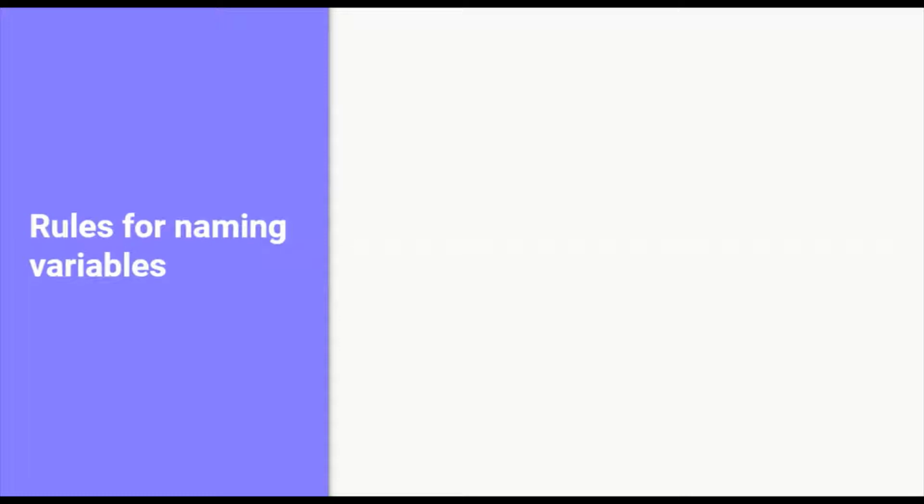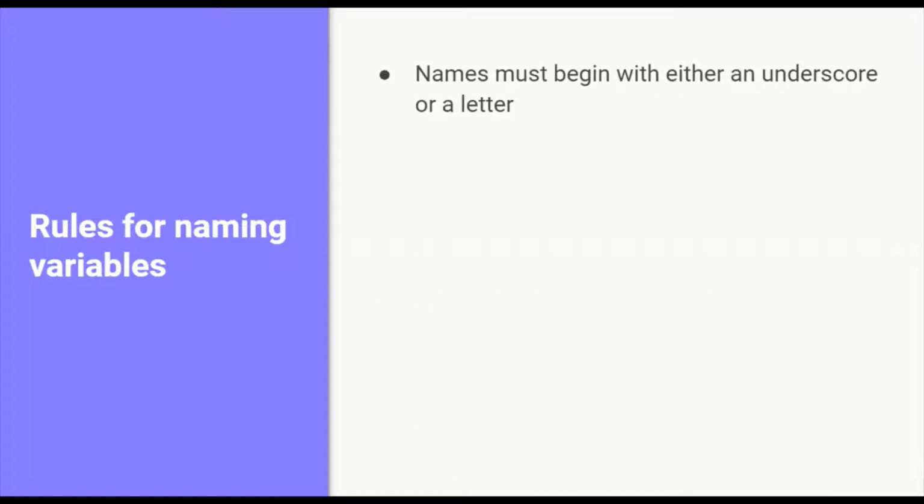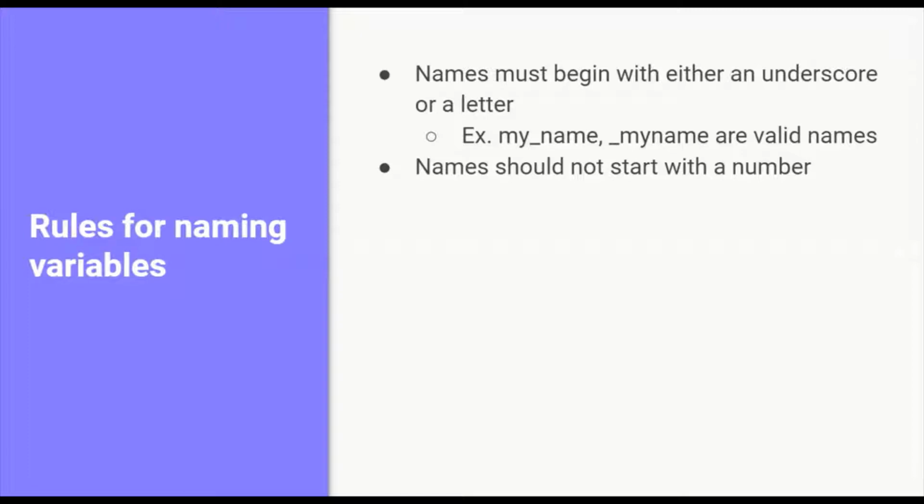So when we're naming something, there have to be some rules. So let's see the rules for naming variables. First one, the names must begin with either an underscore or a letter. For example, my underscore name or underscore my name are all valid names. And names should not start with a number. Like 123 ABC is an invalid name, but ABC123 is a valid name. See the difference? Names should not start with a number, but they can start with a letter or an underscore.